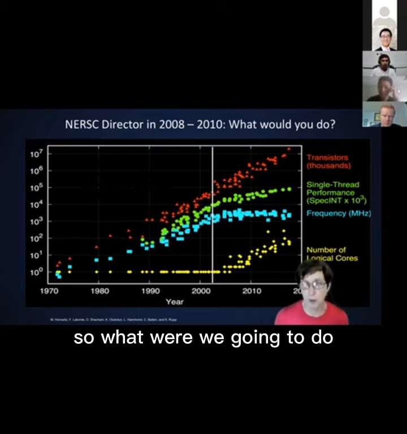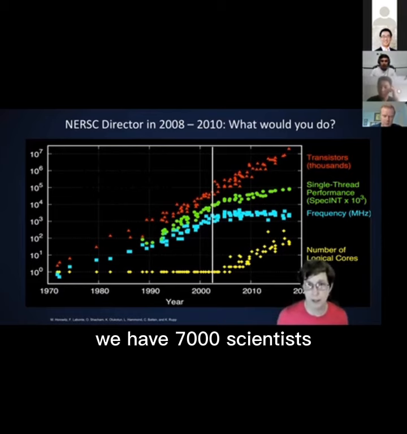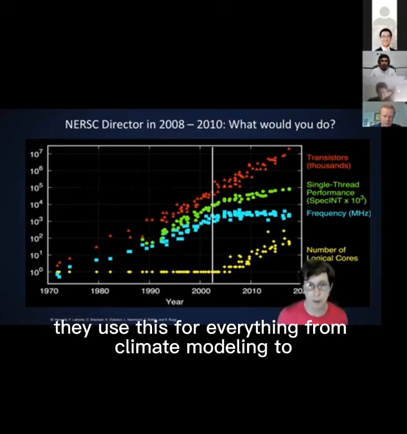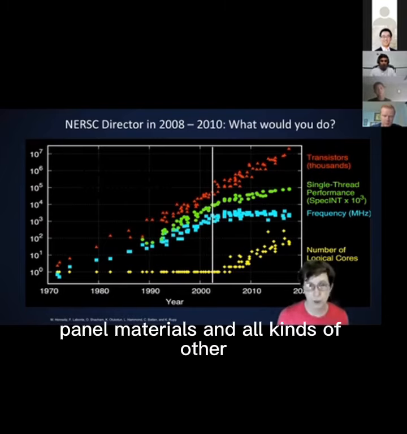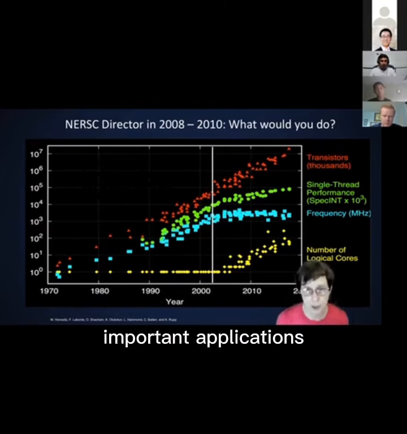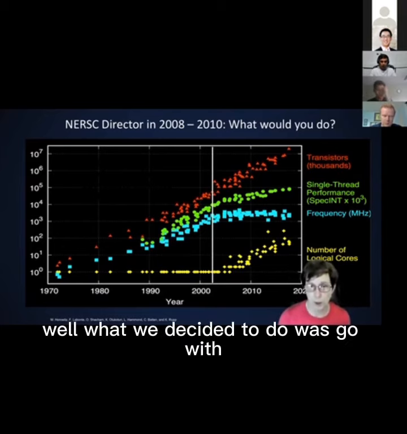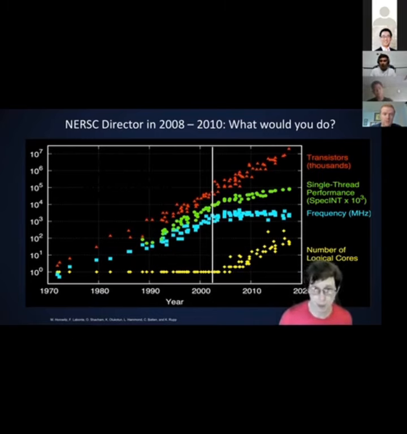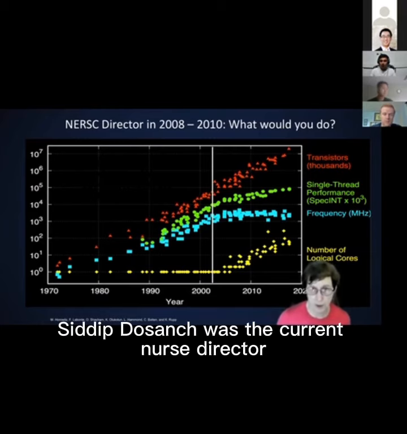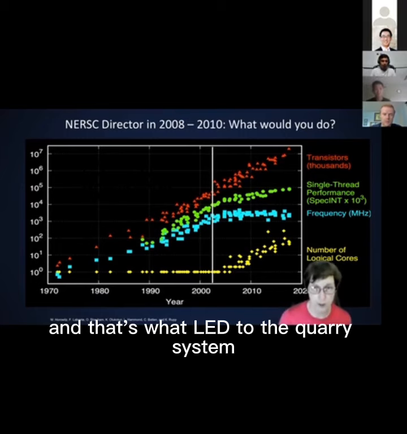So what were we going to do? We wanted to have one of the fastest computers in the world. We have 7,000 scientists. They use this for everything from climate modeling to developing solar panel materials and all kinds of other important applications. So we want a fast computer. Well, what we decided to do was go with this kind of small cores, and my successor, Sudeep Dosanjh, who's the current NERSC director, continued in that vein, and that's what led to the Cori system.